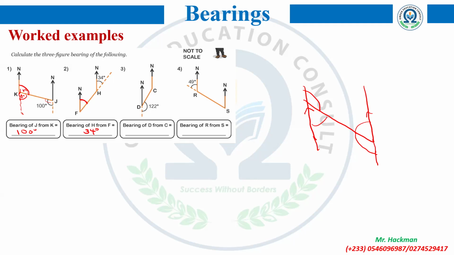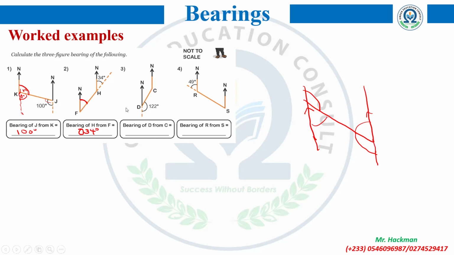No. Bearing angles must be how many digits? Three. Okay, so take note. It should be 034. All correct? Okay, all right.